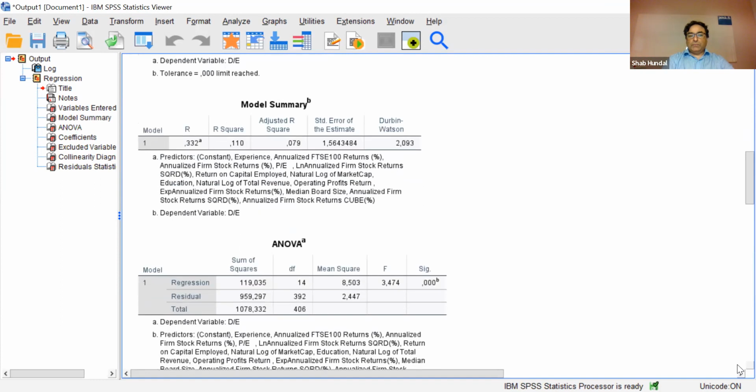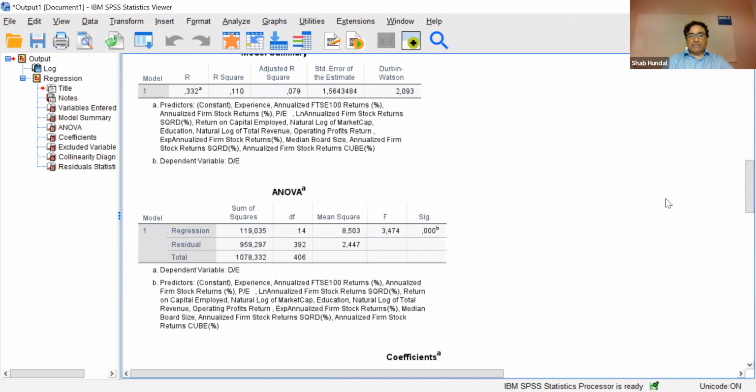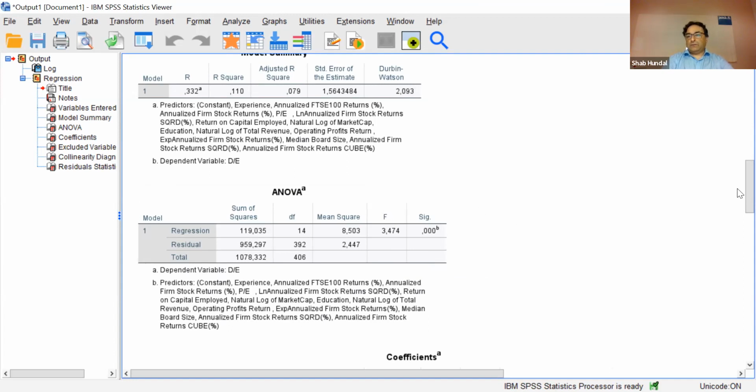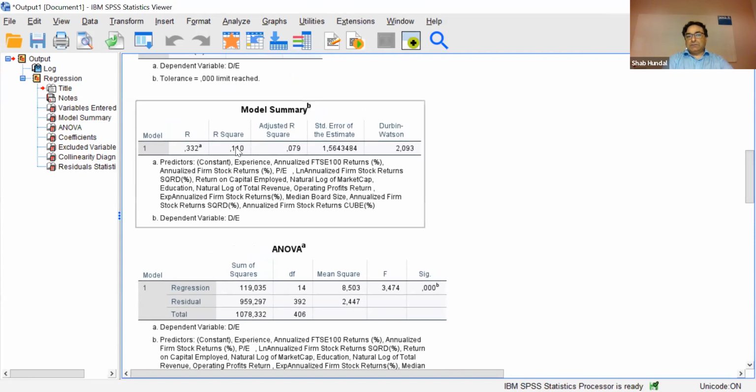Then we move on to the ANOVA test, which is analysis of variance. And you can see here that our F value is 3.474, but that's not a problem. We look at SIG. SIG is 0%. When the level of significance is 0%, our confidence level is 100%. We can say with 100% confidence that this R square is significant.